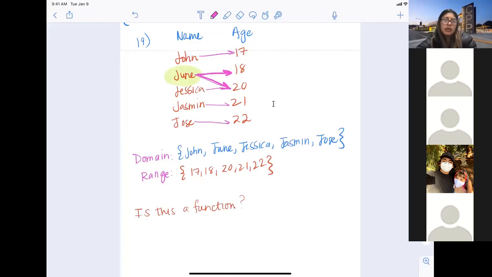Stephanie, do you have a question? Stephanie? Okay. So basically, this is not a function because there's more than one range for a domain value, so you're having 2 arrows from one x. That is not allowed for a function. Okay.